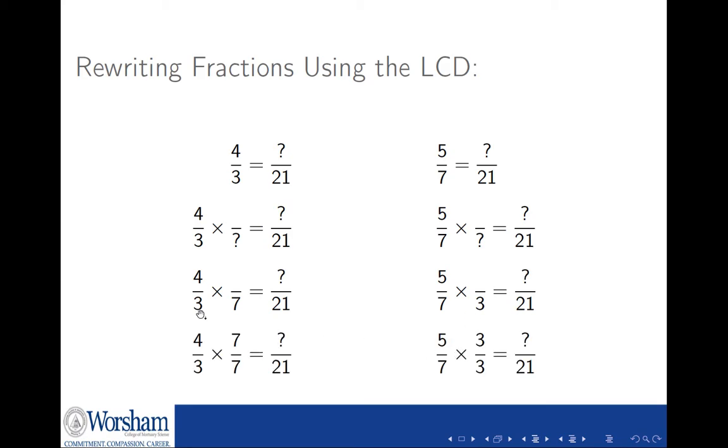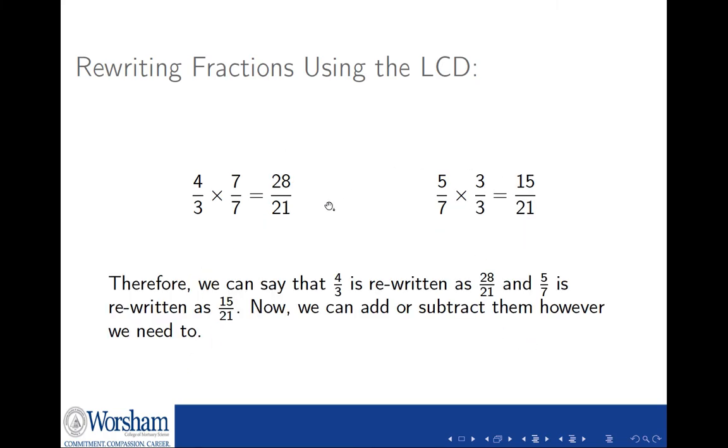Okay? So, like I said, 3 times 7 gets you 21. 4 times 7 gets you 28. 7 times 3 gets us 21. 5 times 3 gets us a 15. See, there we go. 4 times 7 is 28. 5 times 3 is 15.